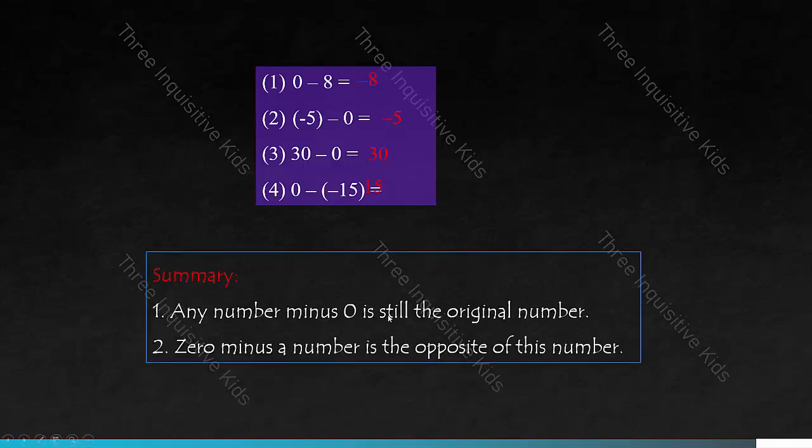Any number minus 0 is still the original number, and 0 minus a number is the opposite of this number. You can see that when we subtracted positive 8 from 0, we turned this positive 8 into a negative 8. And when we subtracted negative 15 from 0, we turned this negative 15 into its additive inverse, which is 15.